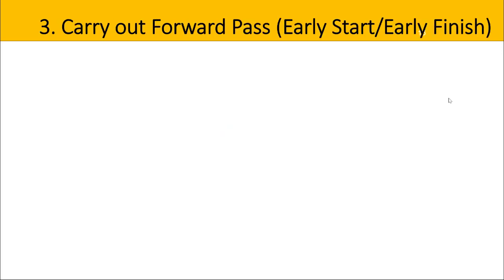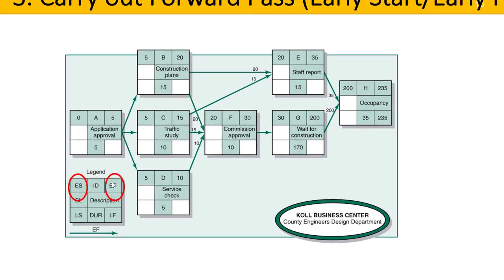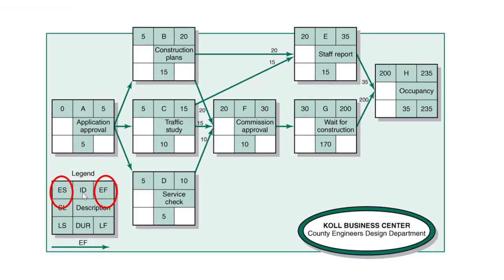Now we're ready to carry out the forward pass, and this is going to tell us our early start and early finish. On our legend, these are shown at the top here, either side of the identification. So first we have activity A. It's telling us that the early start day is 0. It's going to take 5 days. So 0 plus 5 is 5, which means that the earliest we could finish this is on day 5. Now B, C, and D are all related to A.